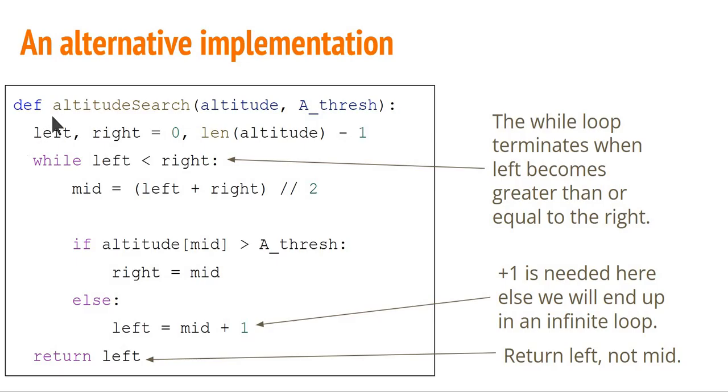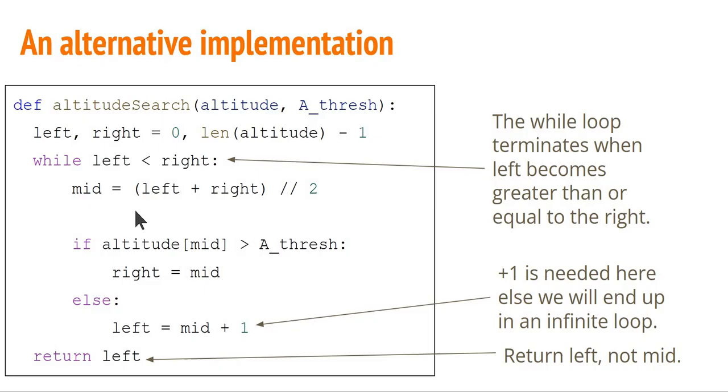Basically, we have this altitude search function again, with the altitude list being passed in and a threshold. I set up my left and right pointers like usual, but notice now the while loop is running based just on these two pointers. So while left is less than right. Now what this means is that this loop is going to terminate when left becomes greater than or equal to right. Well, more likely left becomes equal to right because this is a less than. And while this condition is true, the loop keeps running. The condition becomes false, the loop terminates, like a regular while loop.